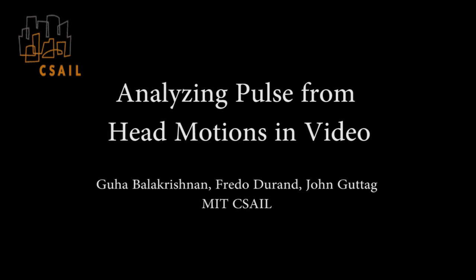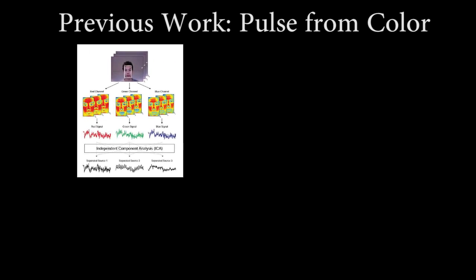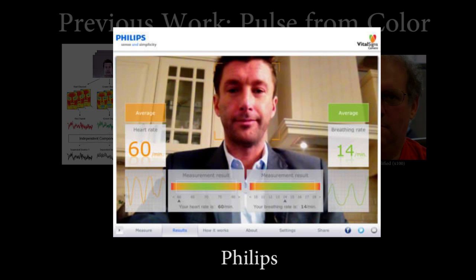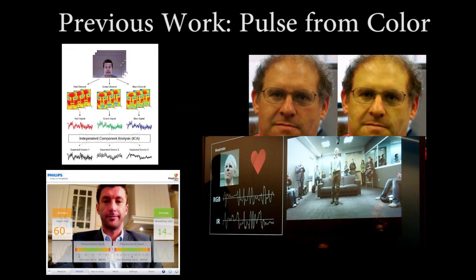In this video, we demonstrate that it's possible to analyze cardiac pulse from regular videos by extracting the imperceptible motions of the head caused by blood flow. Recent work has enabled the extraction of pulse from videos based on color changes in the skin due to blood circulation. If you've seen someone blush, you know that pumping blood to the face can produce a color change.